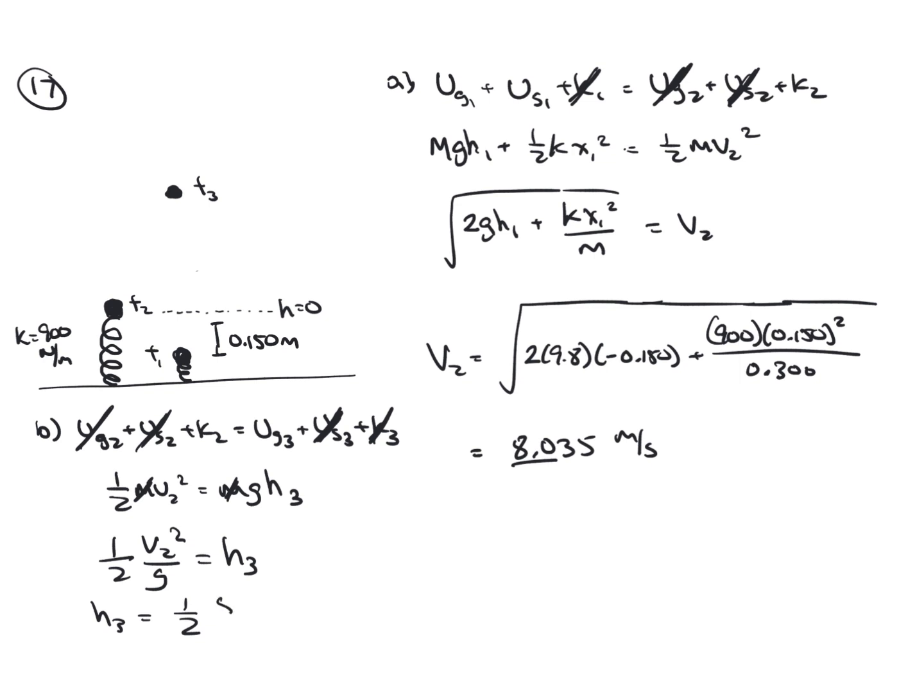So 8.035 squared over 9.8, getting 3.3 meters. Okay. Nice question. 18.